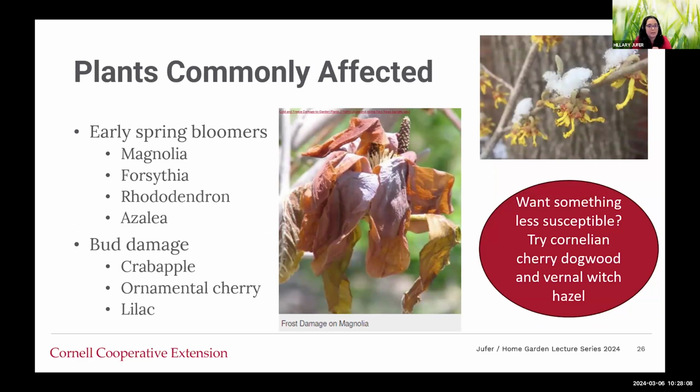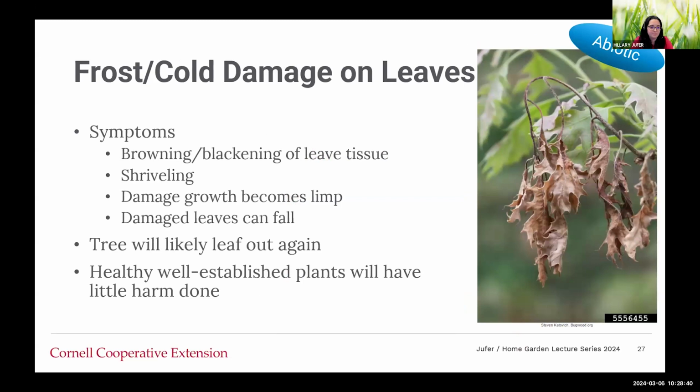Bud damage for those buds that are just about to pop but didn't yet. You could see some crabapple problems. You can see ornamental cherry and lilac problems. If you want to look for something that's a little less susceptible, you can try the cornelian cherry dogwood and the vernal witch hazel, which is this picture right here. A lot of the times with the witch hazel, you'll even see some snow on it, and there's no real damage to the flowers a lot of times. So we just talked about it as an abiotic function because there's nothing live causing the problem. It's the weather.